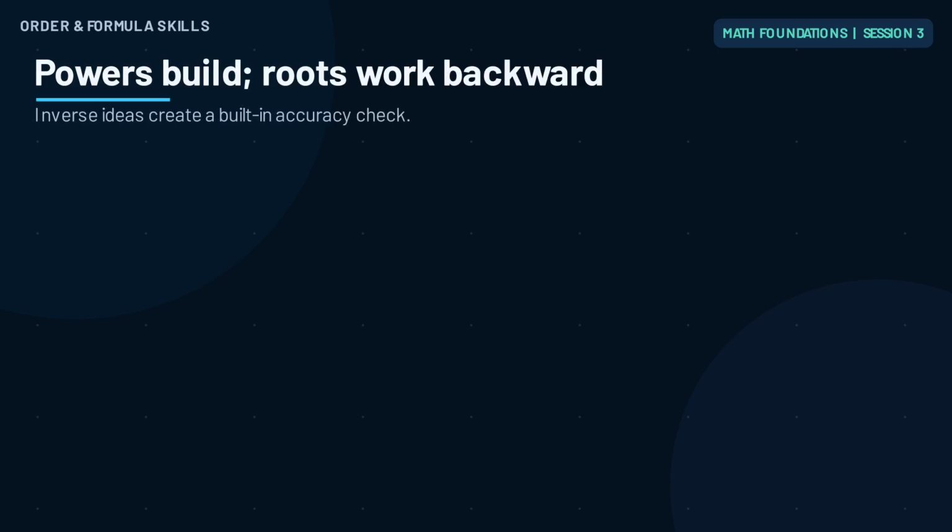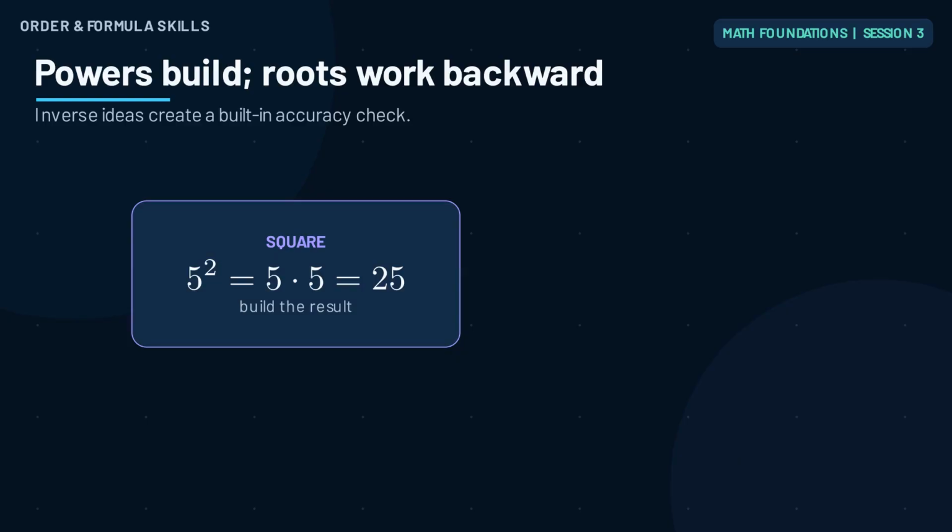Welcome to Session 3. Exponents and roots are inverse ideas. 5 squared means 5 times 5, which is 25. The square root of 25 asks which non-negative number squares to 25, so the answer is 5.